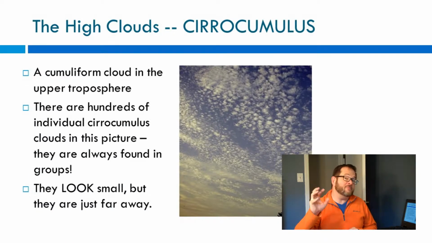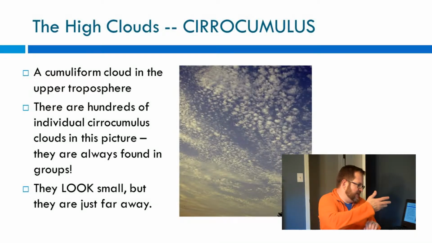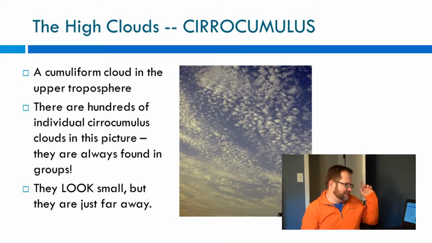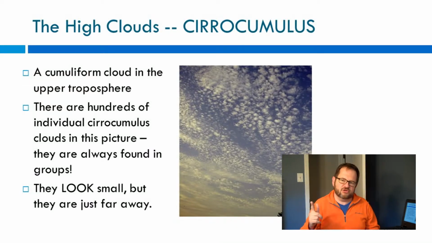Now, while we're up there at those high clouds, though, there are other species up there than just cirrus clouds. There are cirrocumulus clouds, for example. Cirrocumulus clouds are a cumuliform cloud occurring in the upper troposphere, and here's a picture of them. Let me give you an important point about cirrocumulus clouds. Cirrocumulus clouds do not occur individually. They always occur as a group or a field.